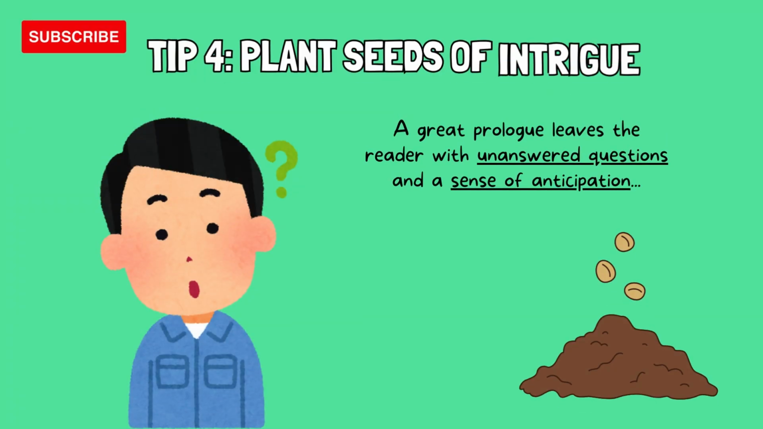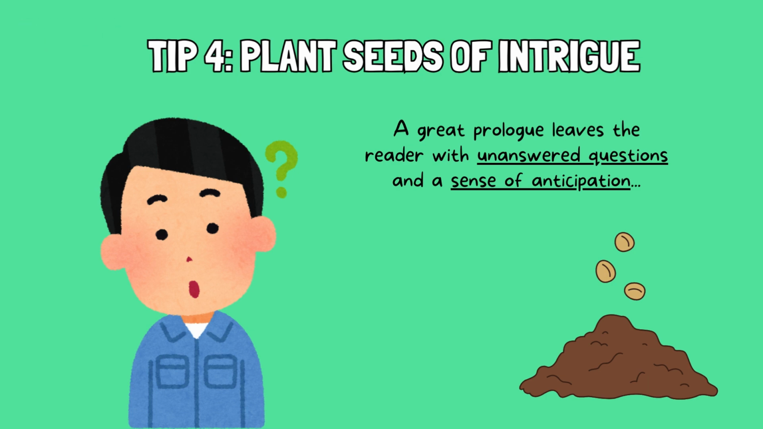Tip 4. Plant seeds of intrigue. A great prologue leaves the reader with unanswered questions and a sense of anticipation. Offer cryptic clues about future events, hidden dangers, or the motivations of a mysterious character. This will keep them guessing and eager to find out how these hints play out in the main story.